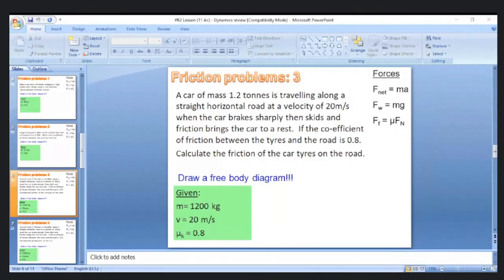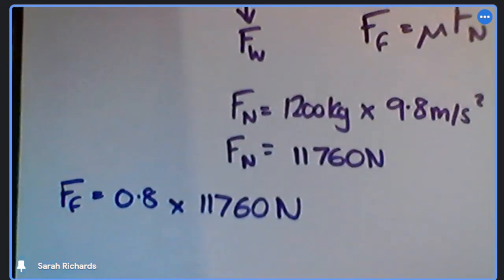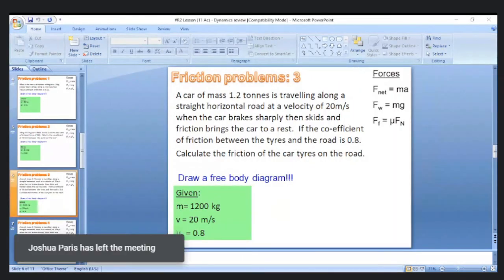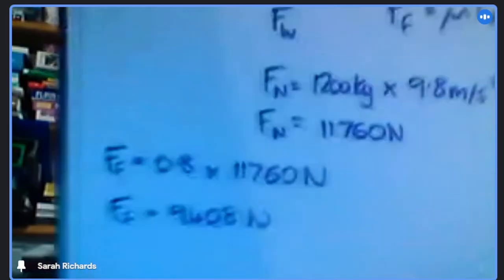So then my force of friction is going to be equal to 0.8, which is our coefficient of friction, multiplied by the normal force that we've calculated. And I'll just pop the answer in there that I got. So the force of friction is equal to 9408 newtons. There we go.